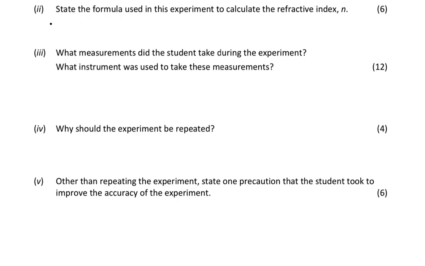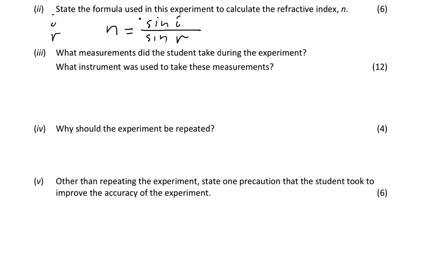Moving on, we're asked to state the formula used in this experiment to calculate the refractive index. If you recall, we're measuring two angles, the angle of incidence I and the angle of refraction R. Those two angles are related to the refractive index using the following formula. Refractive index N, sometimes we use the Greek letter eta, but in this case we can use N anyway, is equal to sine of the angle of incidence divided by sine of the angle of refraction. This is the formula we need to be using.